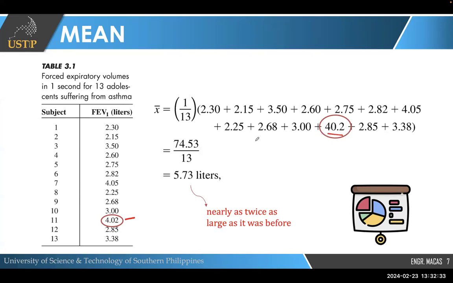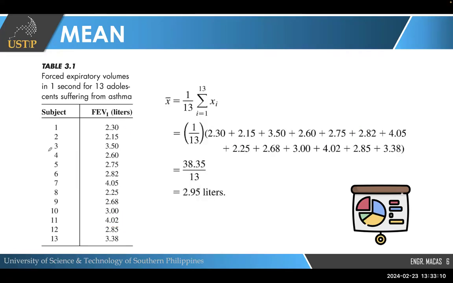Now, if you get the mean of this data, and then this will become 40.2. What happens to the mean? Okay, it will become 5.73 liters, which is nearly twice as large as it was before. So, if I were to analyze, no, we cannot directly conclude that it is wrong, but it could be an error in your input of the values because the mean, since it is an average value, you can say that your values could be just near these values.